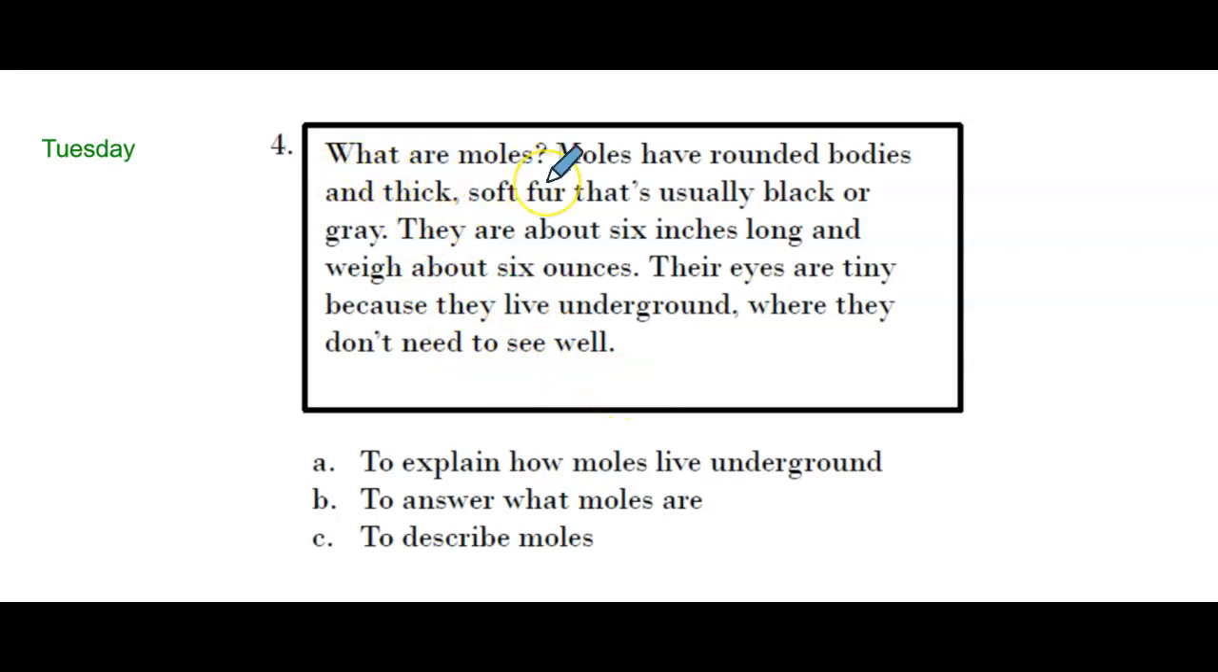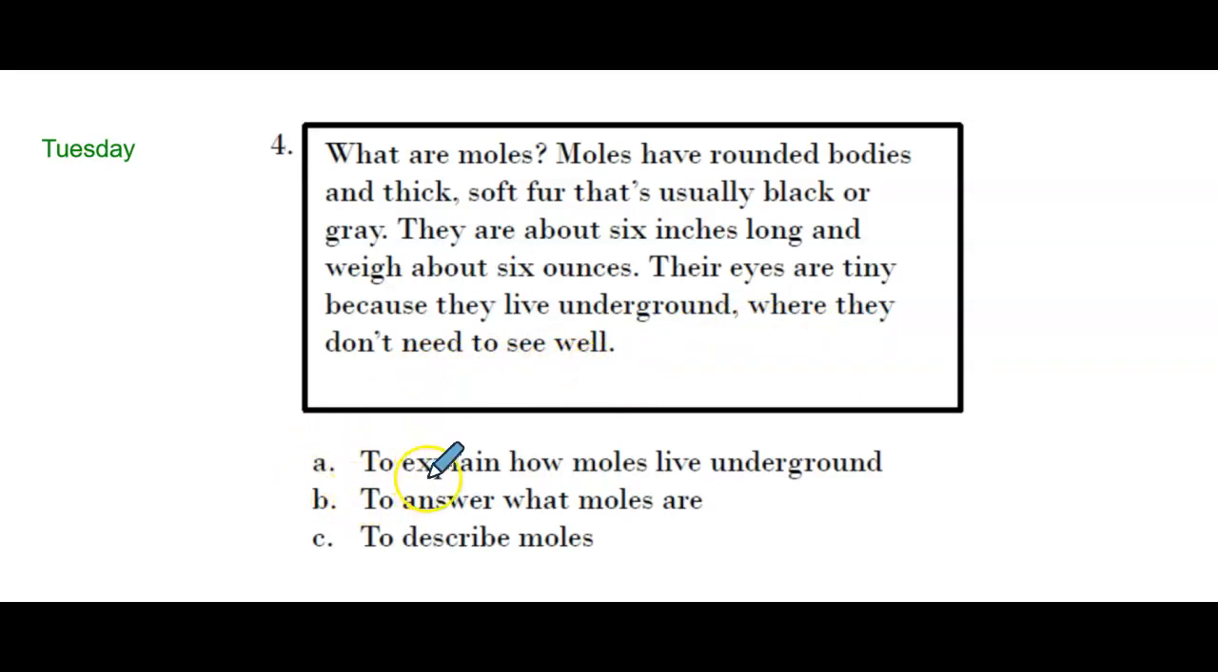What are moles? Moles have rounded bodies and thick, soft fur that's usually black or gray. They are about 6 inches long and weigh about 6 ounces. Their eyes are tiny because they live underground, where they don't need to see well. Great job, boys and girls.